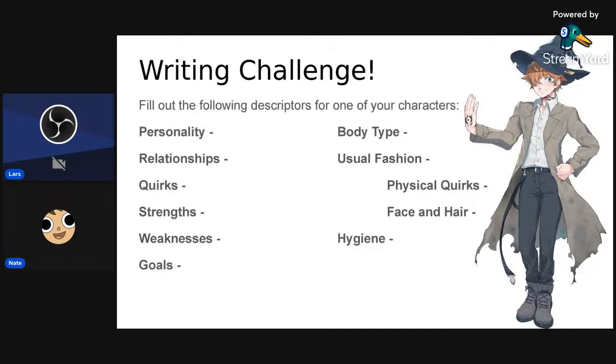We're not going to talk favorite fashion, but normally how they dress, their quirks. So what little things do they personally do that help to identify them, their physical quirks. What are some physical things that they do that might define them, strengths, face and hair, weaknesses, hygiene, and goals. Yes, I know it's a lot, and I'm going to go through this with you guys to help show you how you can do this nice and quick without getting too bogged down in the details, but it's always good to go deep into detail for yourself.